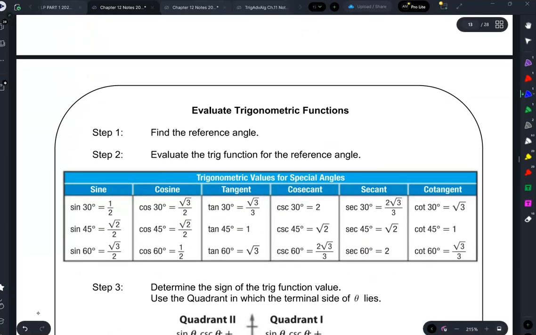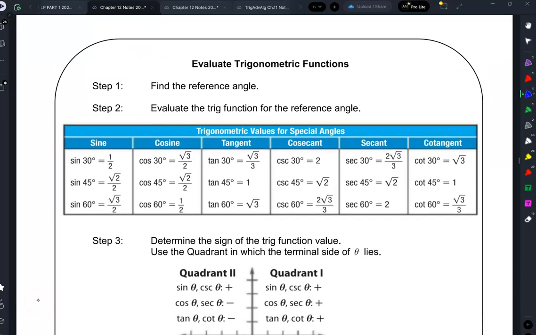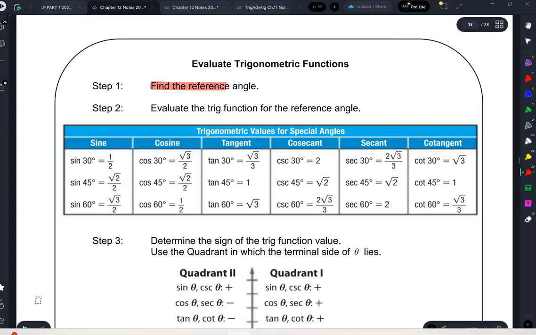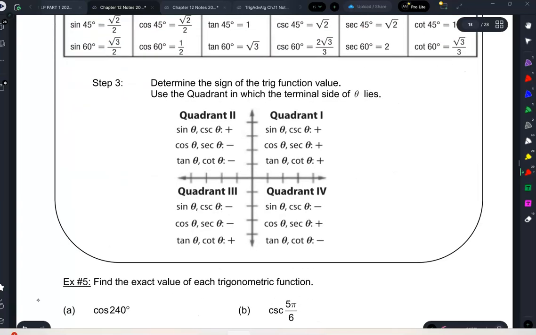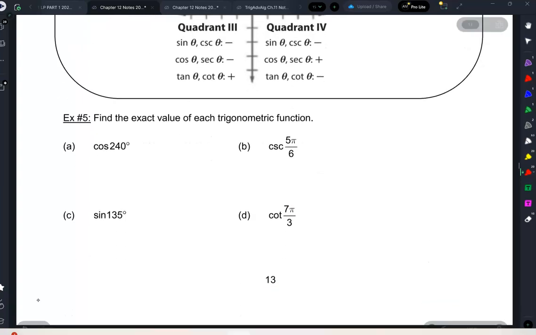Okay, now, all of this is so we can do this for any and all angles. If I were to give you, I don't know, sine of 57 pi over 6, you should be able to just do it. So there is a process. First, we want to find the reference angle. Then we're going to evaluate the function at the reference angle. Then we're going to determine the sign, if it's positive or negative. So let's go one by one.